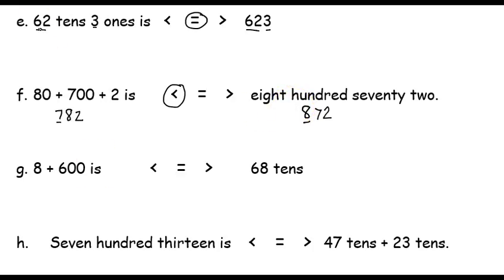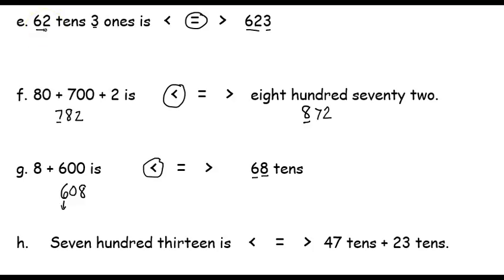Next I have 8 plus 600, or I could think of that as 608, and I'm comparing that to 68 tens. Well, 608 has 6 groups of 100, which would be 60 tens. 68 tens also has 60 tens, but 8 more tens. Since there are more tens, the second number is greater. So we would say 8 plus 600 is less than 68 tens.